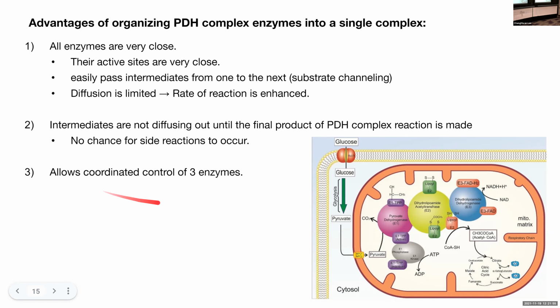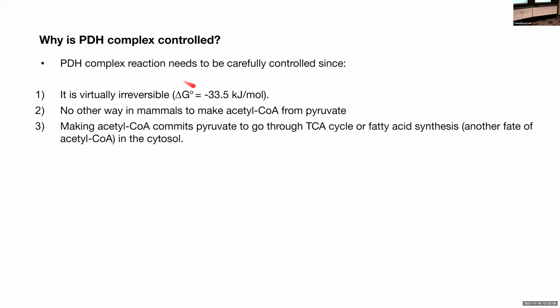And also, it allows the coordinated control of these three enzymes in different ways, in a more efficient way. Okay, but this PDH complex reaction needs to be carefully controlled because its process of making pyruvate to acetyl-CoA is virtually irreversible, because its delta G naught value, the free energy, is highly negative, negative 33.5 kilojoule per mole. So it can spontaneously happen pretty easily.